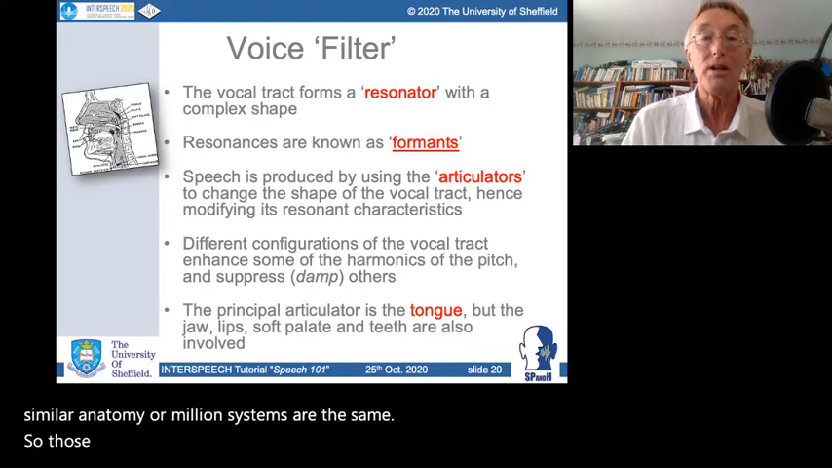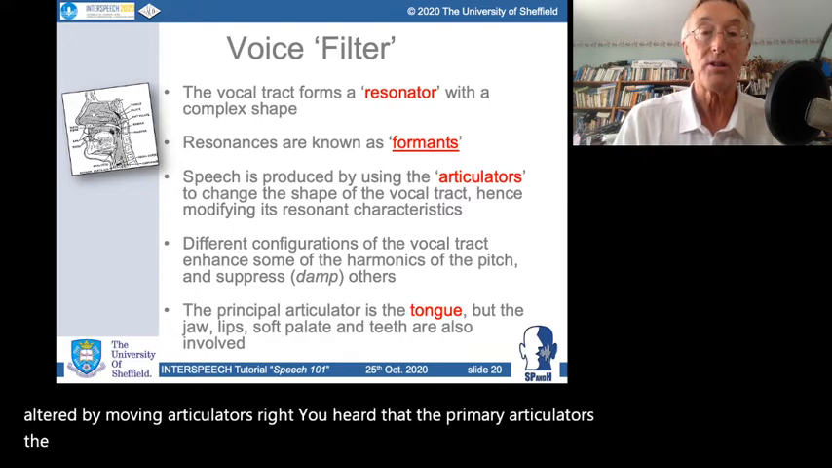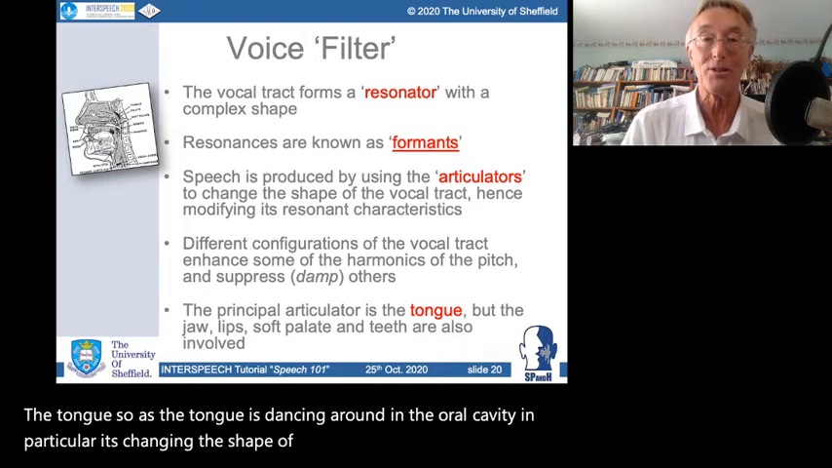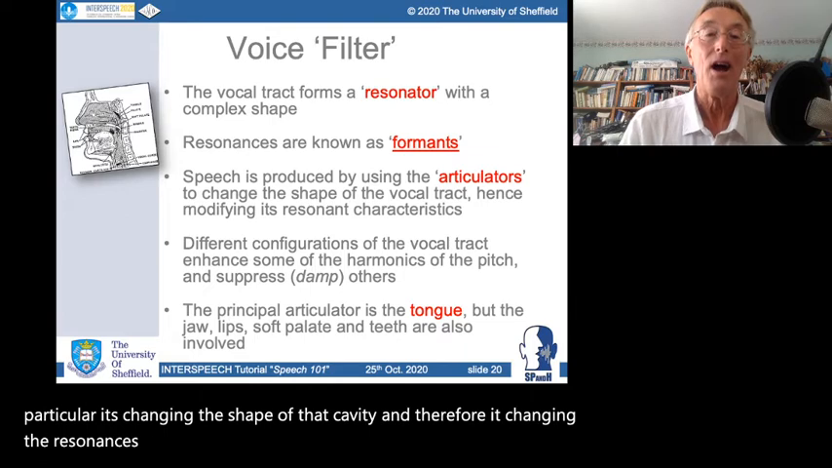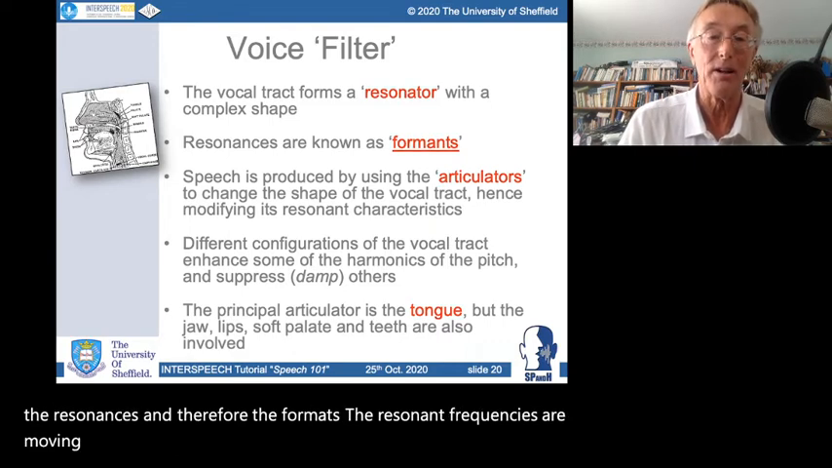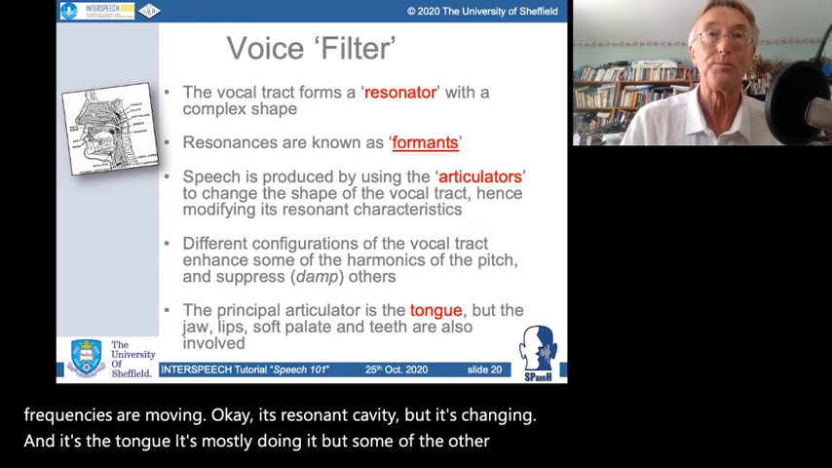And then the speech is altered by moving articulators, right? You heard that the primary articulator is the tongue. So as the tongue is dancing around in the oral cavity in particular, it's changing the shape of that cavity, and therefore it's changing the resonances, and therefore the formants, the resonant frequencies, are moving. It's a resonant cavity, but it's changing, and it's the tongue that's mostly doing it. But some of the other articulators are involved as well.